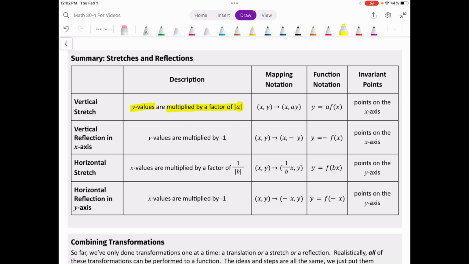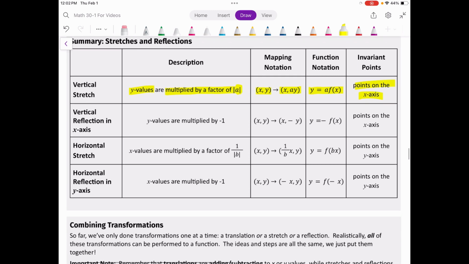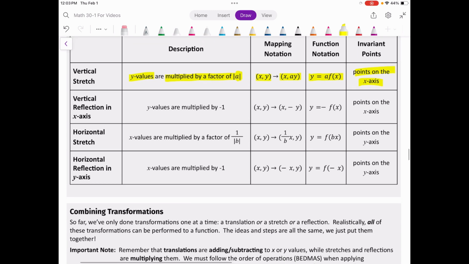So in mapping notation, we would show (x, y) has become (x, a times y), right? In function notation, we show that as, well, y used to be equal to f of x, but now every y value has been multiplied by a. So it's no longer equal to f of x, it's equal to a times whatever our original f of x was. Where do we get invariant points? Points on the x-axis, because that's where y equals 0, and 0 times a is still 0, right?